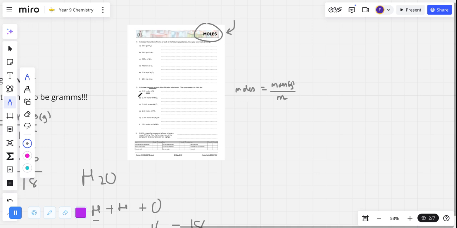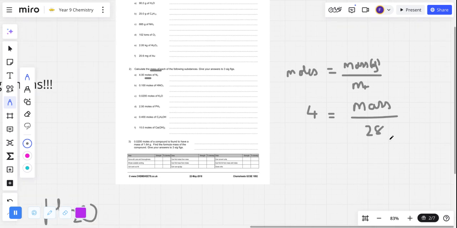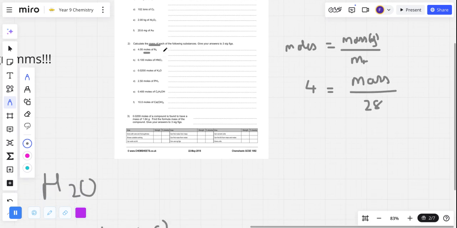And now you've got two choices here. They've given you moles. So what you can do is either substitute the numbers in now. 4 equals mass. Well, that's what I'm trying to find. And I can work out the MR. Now, I think it's 28 off the top of my head, but we're going to check. I'm trying to find the mass for N2.